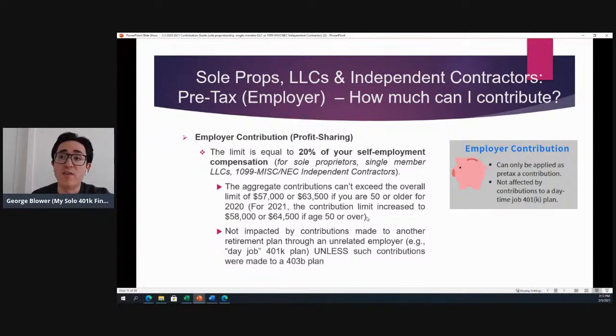An exception to that is the 403b exception. You do have to aggregate and reduce how much you can contribute to the solo 401k by contributions made to the 403b plan.